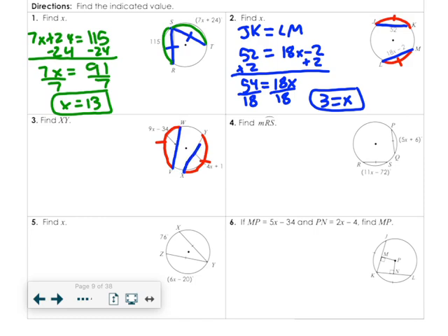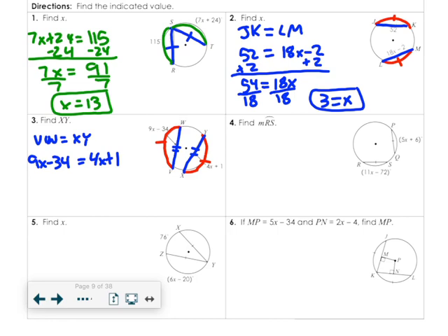VW has to be congruent to XY. So these have to be congruent as well. So I know VW has to equal XY. Be careful with what the directions just said. It says find XY. So we'll get there in a second. VW is 9x minus 34. That's equal to 4x plus 1. That's what XY is equal to.